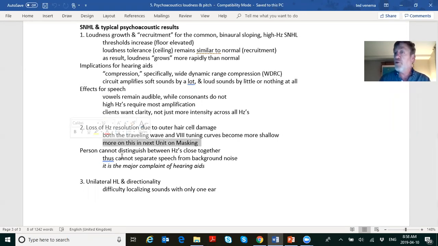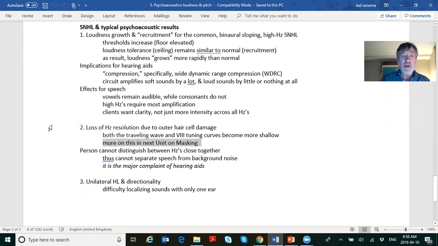That's going to show also how we have poorer frequency resolution. It all deals with the same thing, only this is not talking about the eighth nerve. We're going to be talking about how easily someone is masked, how easy it is to cover the perception of a sound with another sound. But we'll talk about that more next week. That's Unit 6, upward spread of masking.